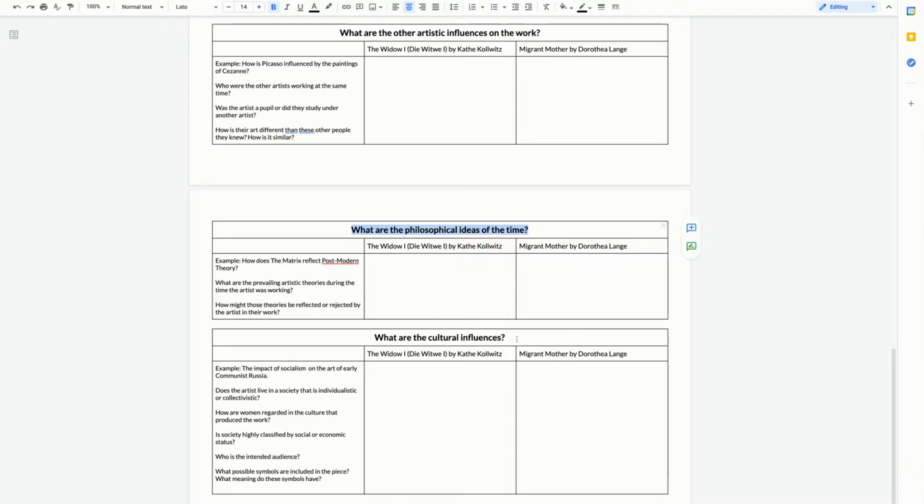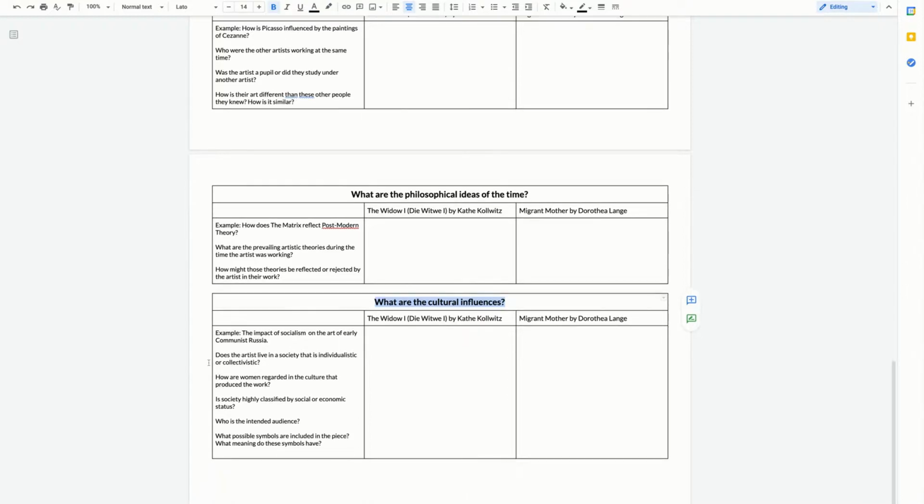The last question I have here is, what are the cultural influences? Now, this is really interesting because we're really digging into what sort of societies they lived in. So I've given you some guiding questions here. How were women regarded in the culture that produced the work? Remember, we've talked multiple times so far this semester, I've mentioned it, about women's role in society, what they were doing, how they were treated by society. Was that something that potentially impacted either of these women artists?